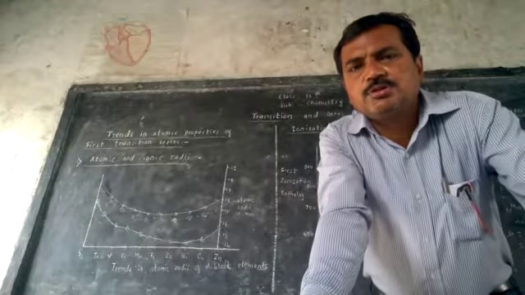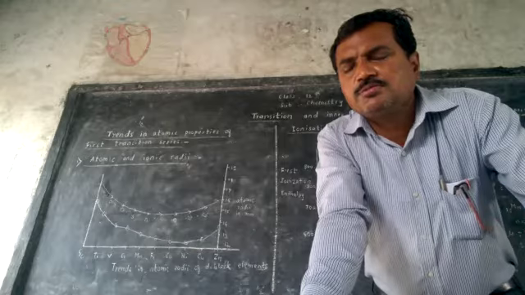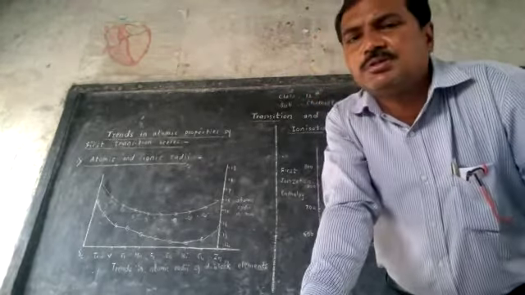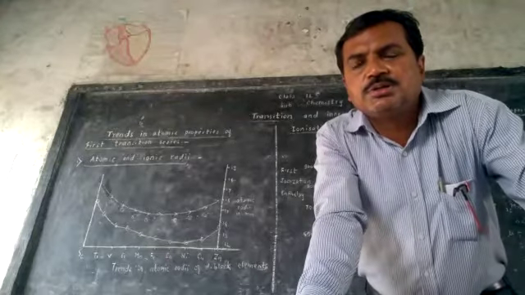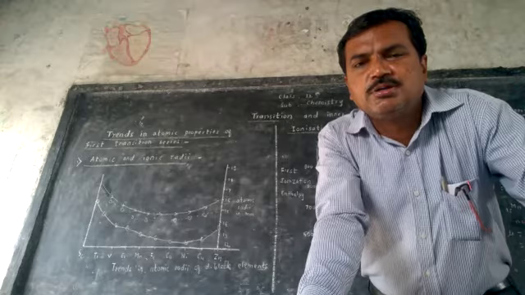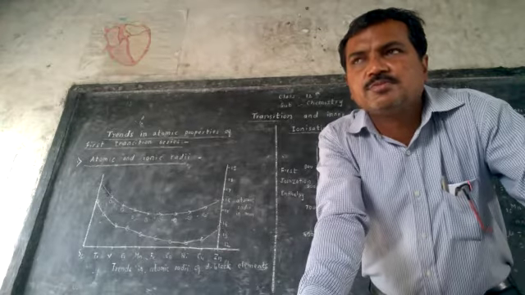Good afternoon, students. Today we will learn trends in atomic properties of the first transition series. We know that the first transition series starts from scandium and ends at zinc.